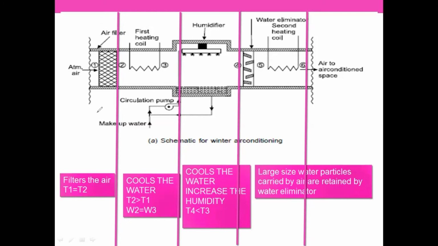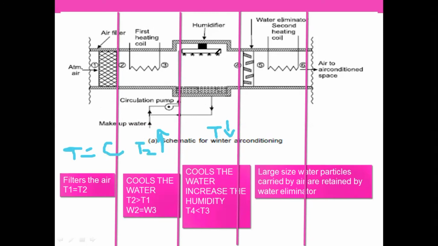First the air enters into the filter. It will be filtered, and its temperature cannot be changed. Its temperature remains constant. Then it will move on to the heating coil, so its temperature increases. Then it will come into the humidification process, so its temperature very slightly decreases, but its humidity will increase.